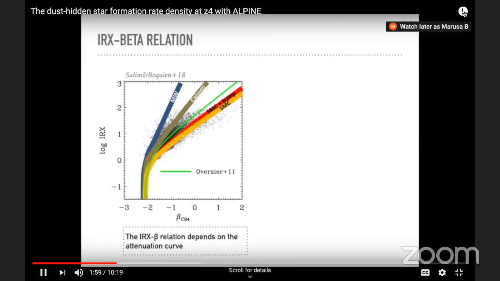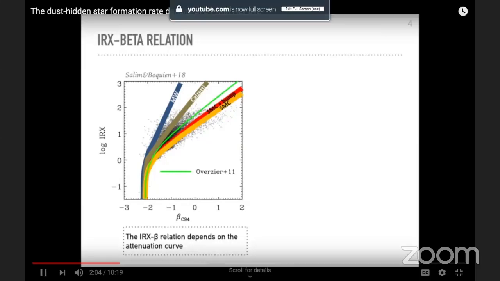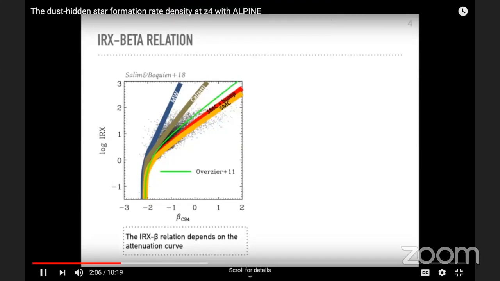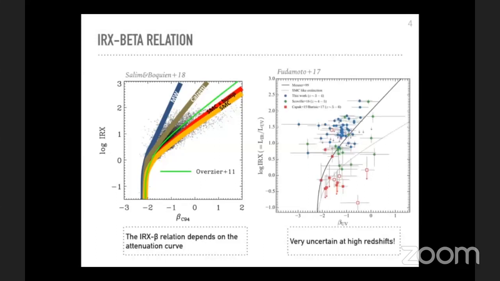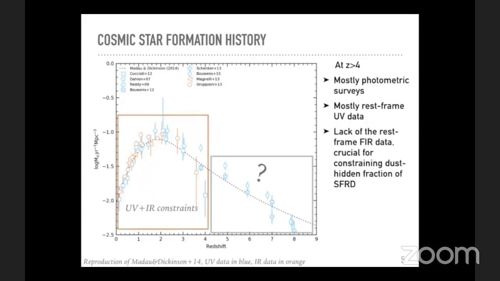And this relation works very well in the local universe, where the local galaxies follow the Calzetti attenuation law, but it's very uncertain at high redshifts. We can see from many works that this relation evolves with redshift, and also at high redshift there is a larger scatter of this relation. So what can we do?